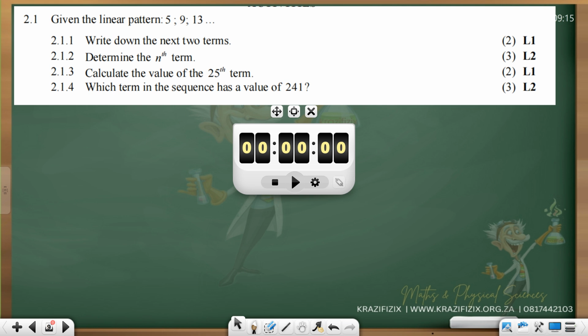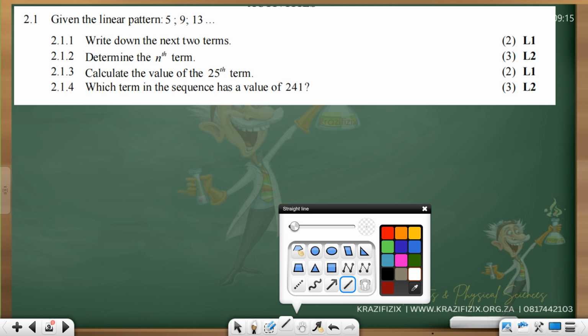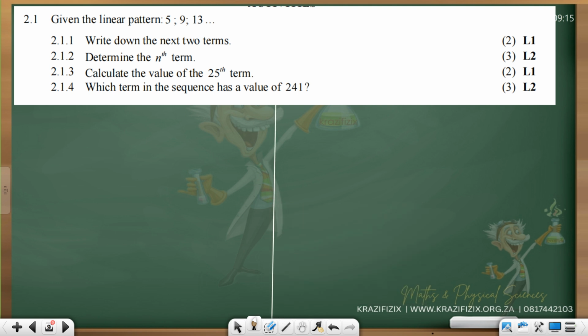All right, talk to me. Did we manage to finish? I need you to finish quickly every question. All right, so let's mark quickly. We shouldn't spend so much time doing all of this; we're just catching up quickly. 5, 9, 13. Instantly we see the difference as 4. So the examiner wants us to start with the next two terms. What would the next two terms be? 13 plus 4, that would be 17 and 21.